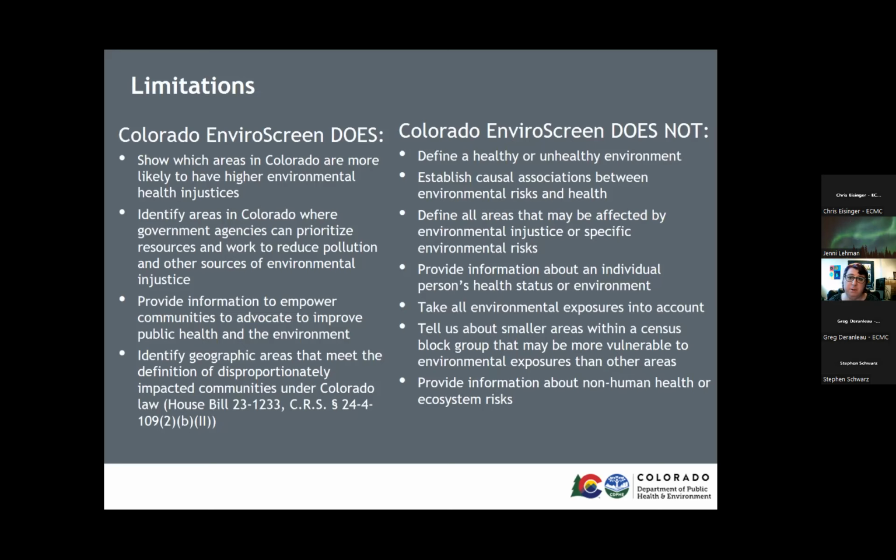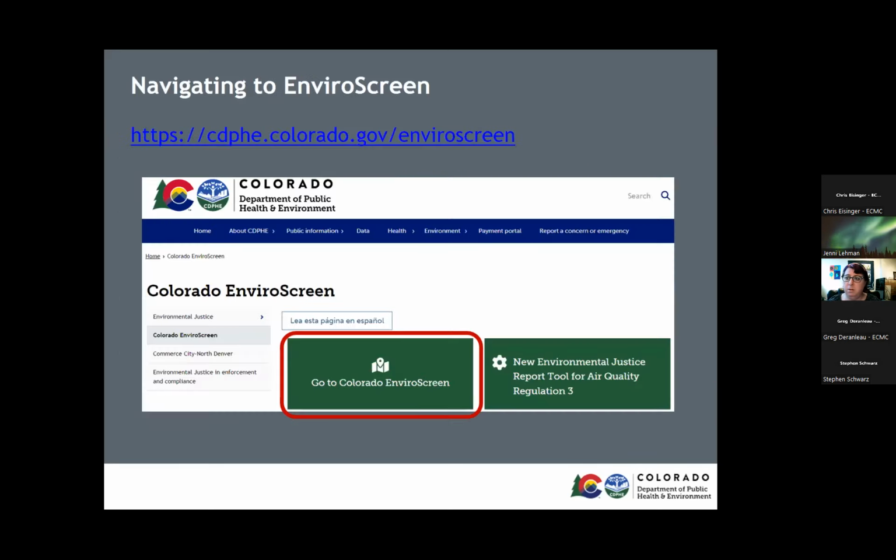It doesn't cover everything. There are areas that may have environmental justice or environmental risks that are not calculated under this EnviroScreen tool. It will not provide information about individual people. It does not have any of that personal information. It doesn't take everything into account. And it can't go smaller than a census block group, and in some cases, even broader than that. So it does have its limitations. It is just a tool. It is not the end-all be-all by any means.